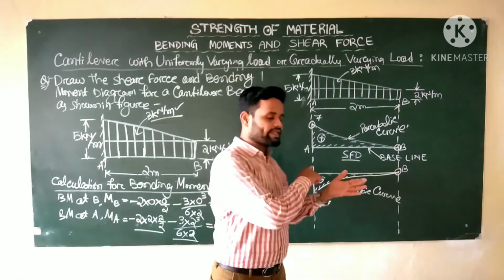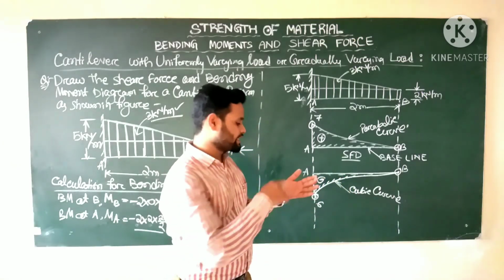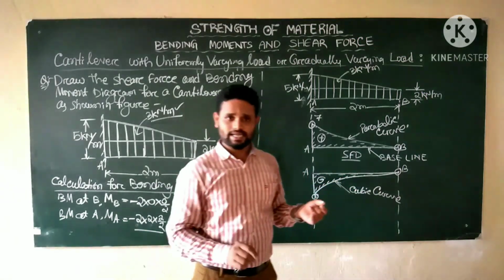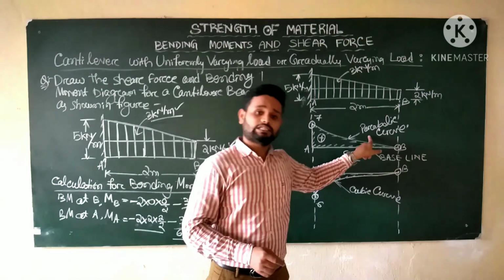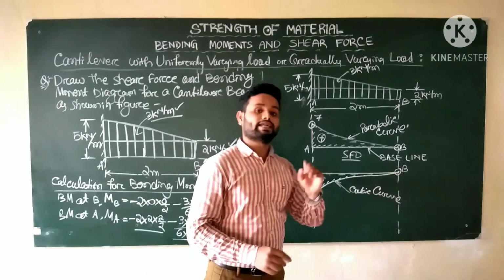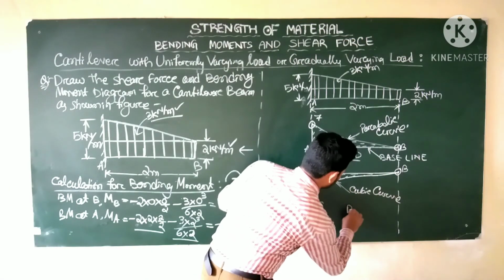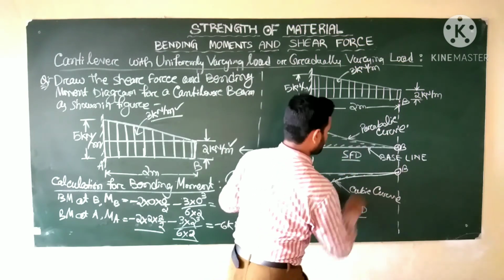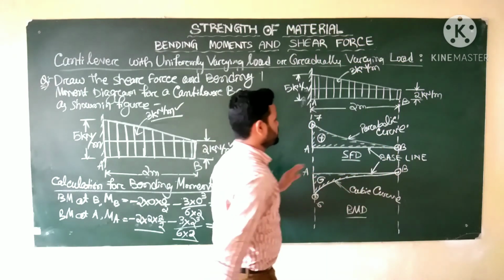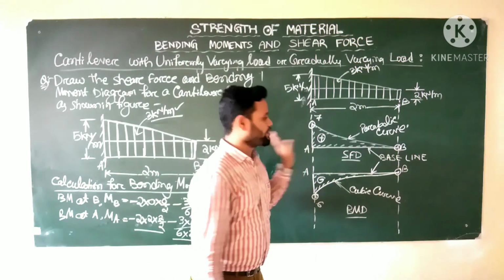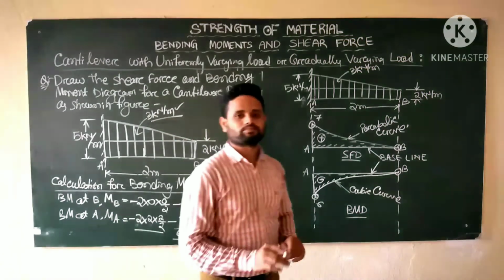If it is a straight line, you write straight line. If it is an inclined straight line, you write inclined straight line. If it is a parabolic curve, you write parabolic curve. If it is a cubic curve, you write cubic curve. So this is the bending moment diagram and this is the baseline. You have two baselines, shear force diagram and bending moment diagram. Complete? All of you understand?